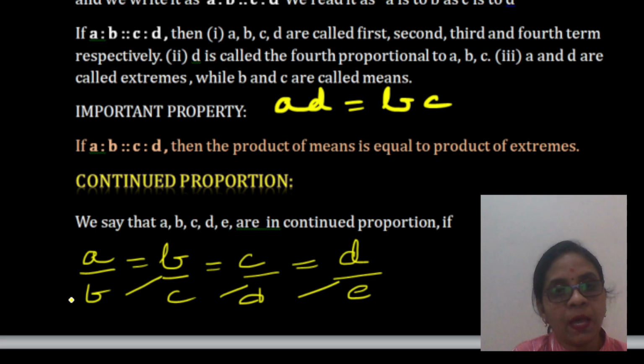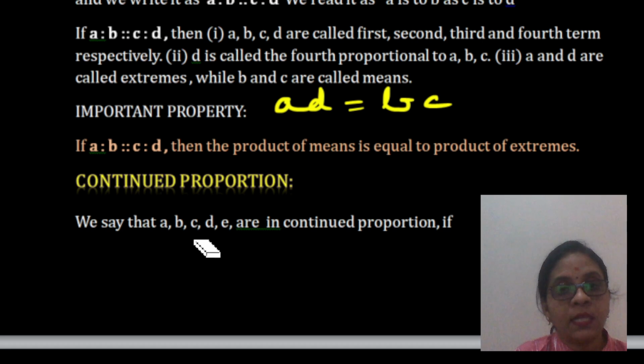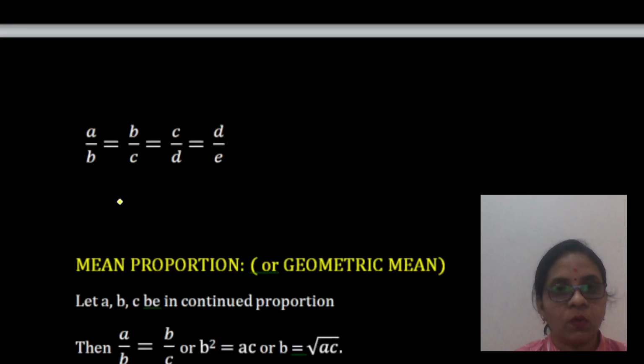It is only A by B is equal to B by C is equal to C by D is equal to D by E. Is this concept of continued proportion clear, children? So, when do we say the terms are in continued proportion? When there is a continuity, that is the denominator of the first fraction becomes the numerator of the second fraction and it continues so on. So, is that clear? So, moving on. So, that is what is written, A by B is equal to B by C is equal to C by D is equal to D by E.